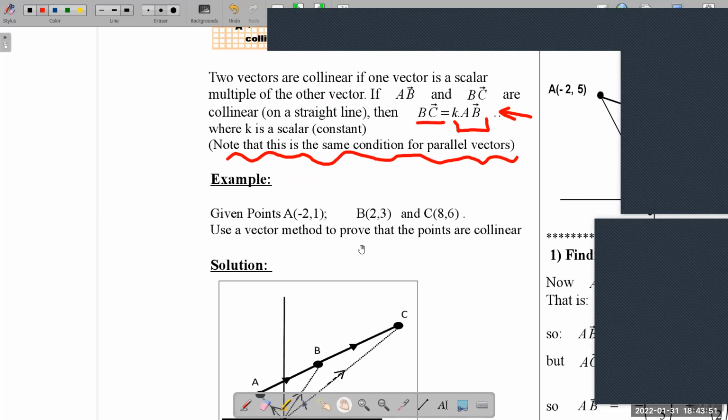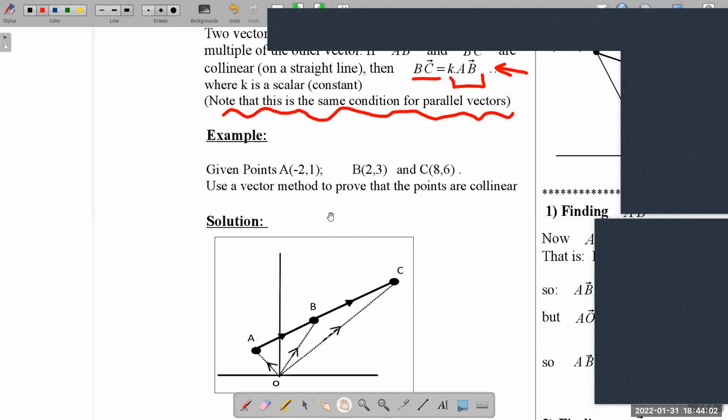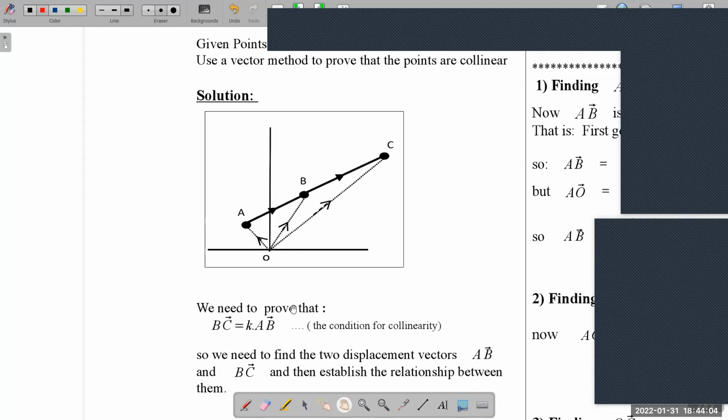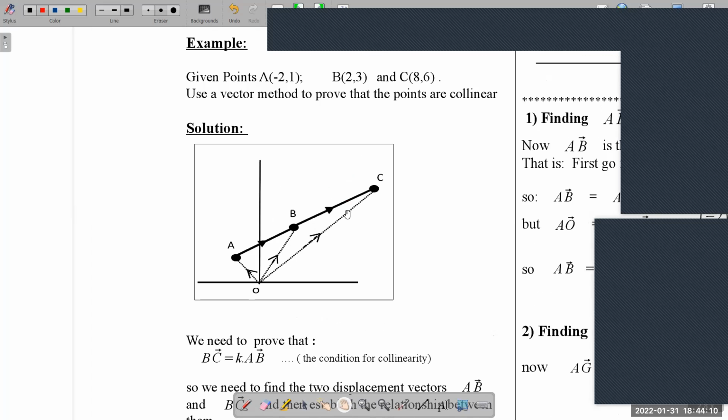So let's go. Given points A, B, and C, use a vector method to prove the points are collinear. So what do they mean by that? So you got 2 ways you could do things in maths. You could use the formula way, or you could use the diagram. What I love about these notes is that they did what? They use both. So let's go.